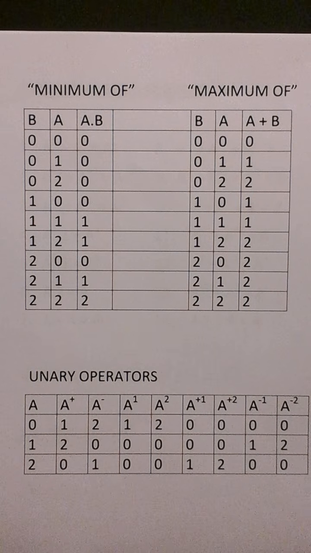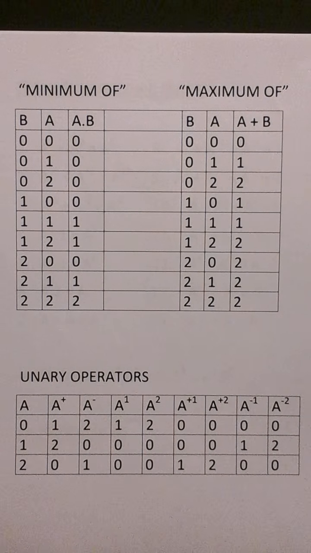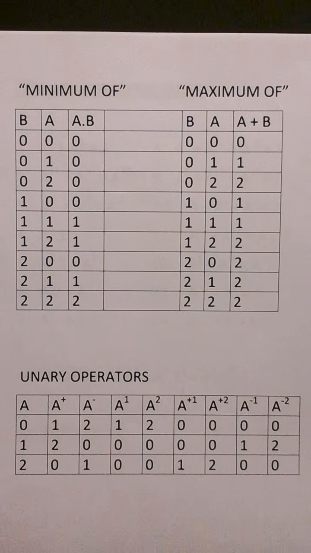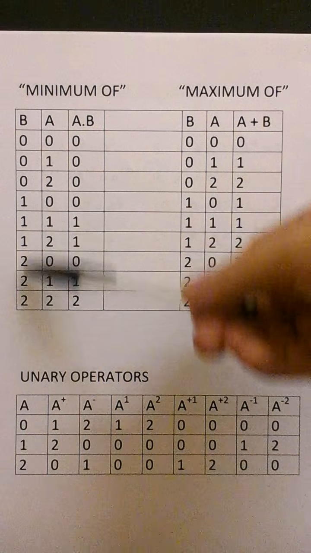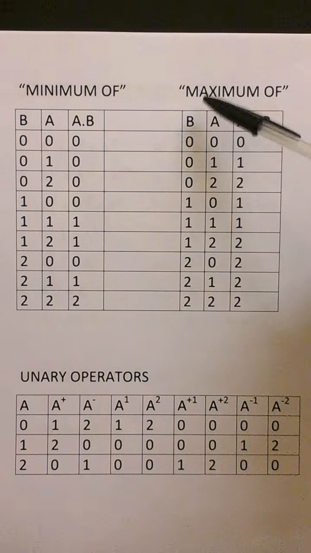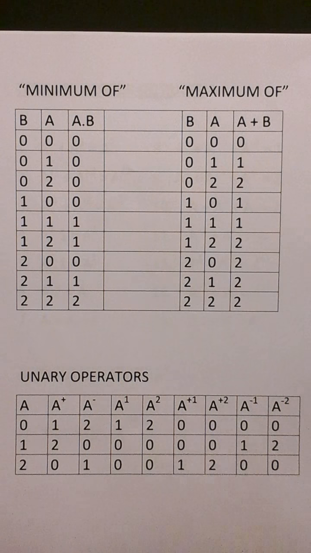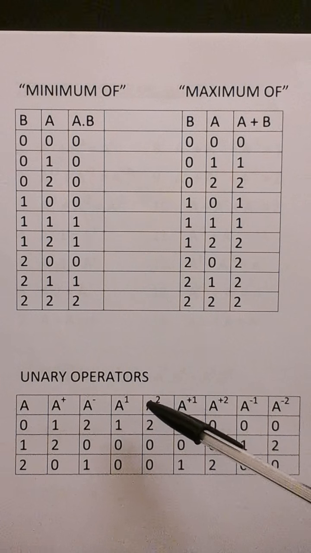First we have the functions of the algebra. Here we have the minimum of and the maximum of functions. The minimum of just takes the minimum value of whatever is on its inputs A and B. The maximum of just takes the maximum of whatever is on its inputs A and B. So there we go. Unary operators, these are one input, unary meaning one input.